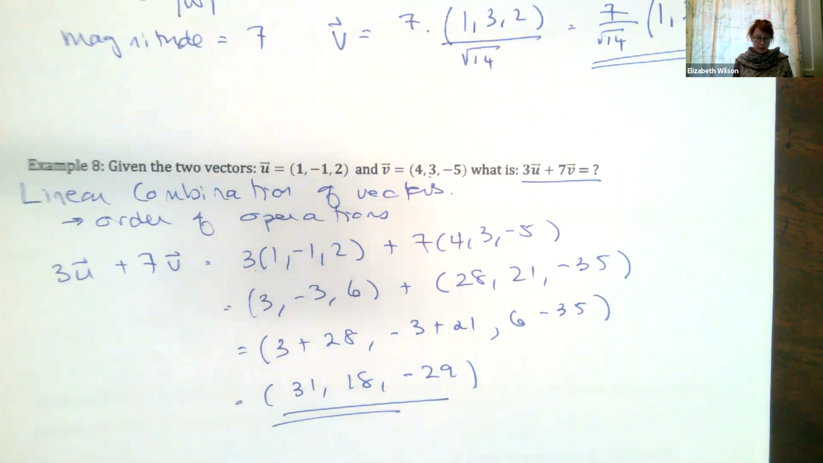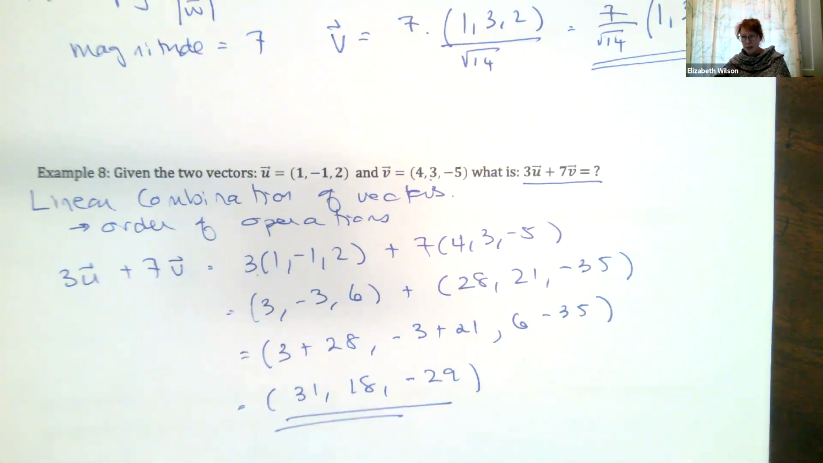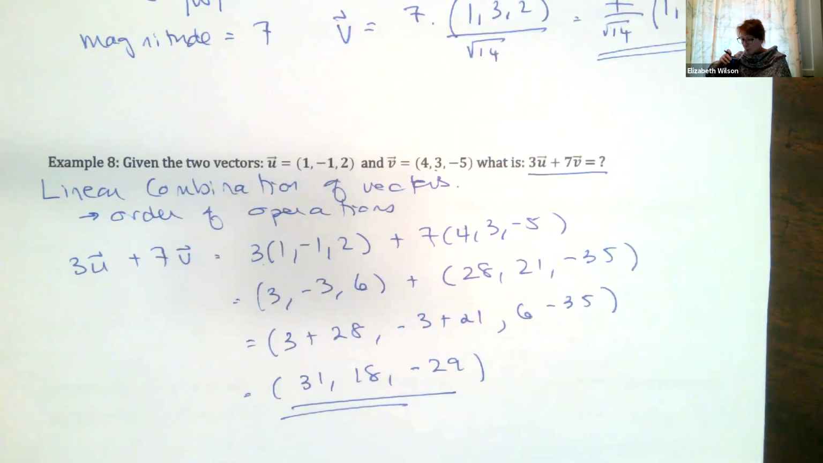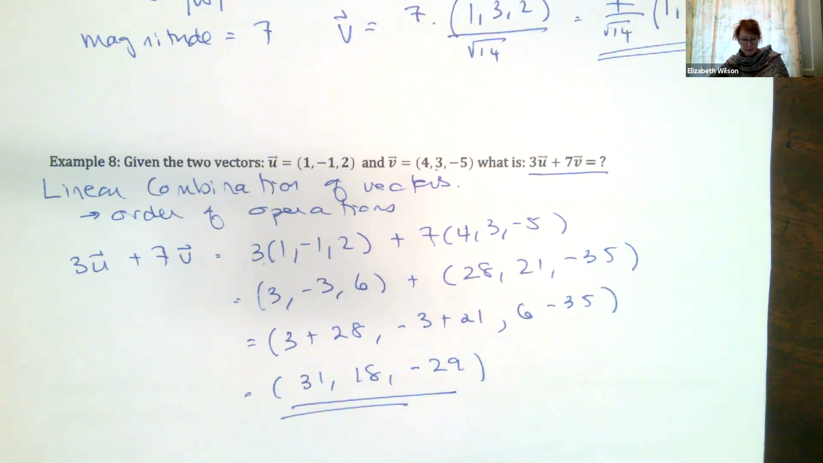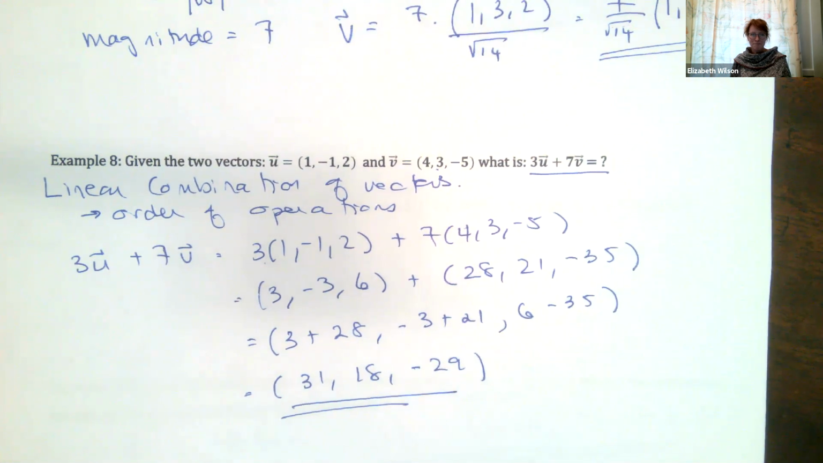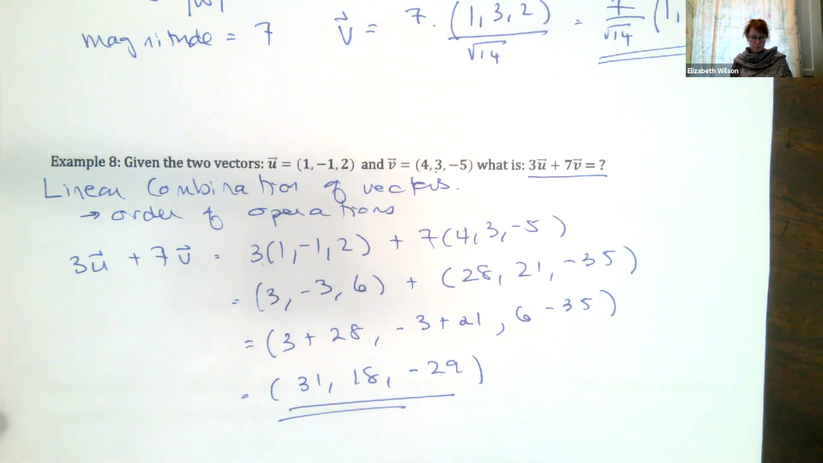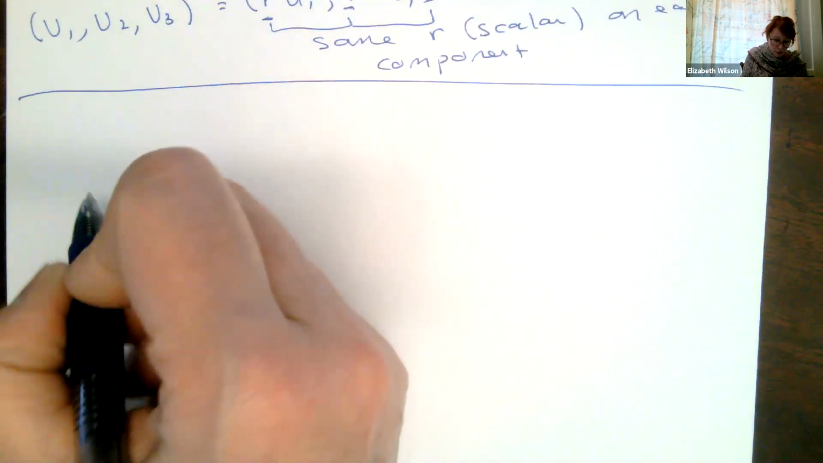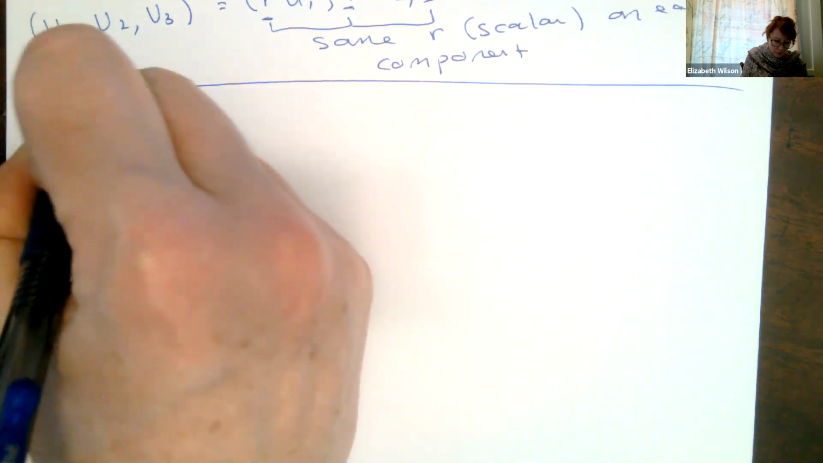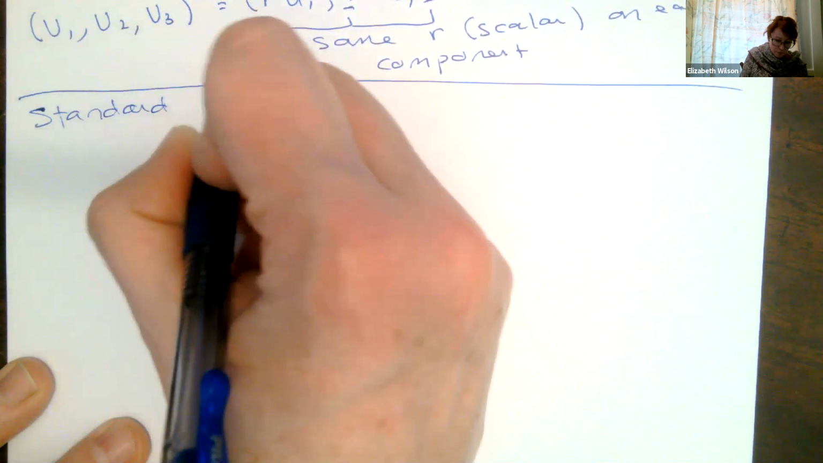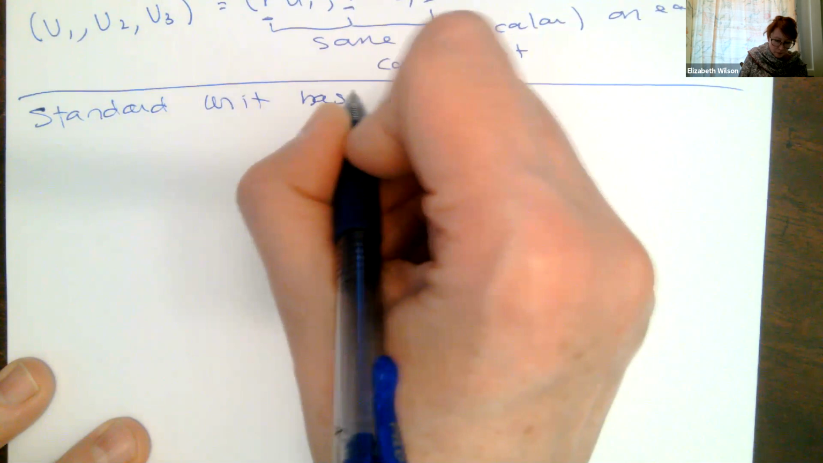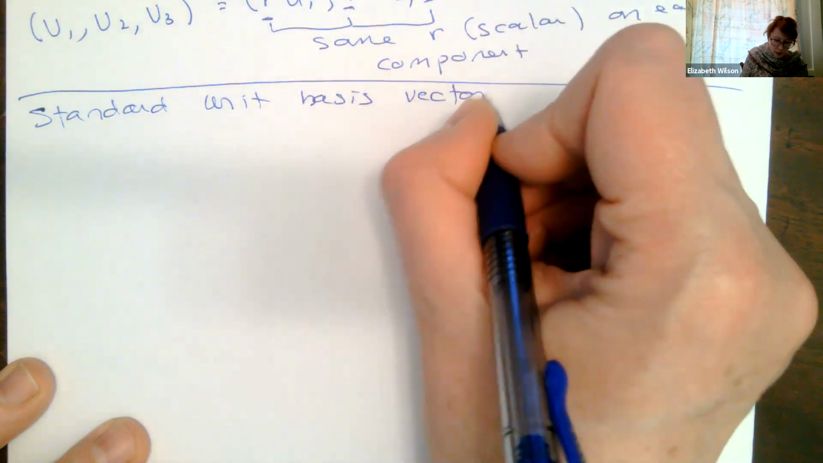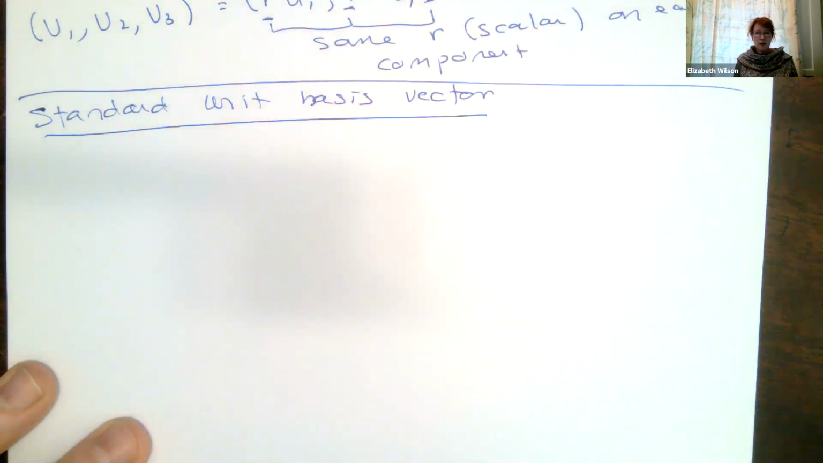One last bit, there's something I want to mention. I'll let you finish writing that, and then we'll talk about a last concept about vectors. There's a concept called our standard unit basis vector. And what these things represent are, I've gone out 1 unit in my x direction.